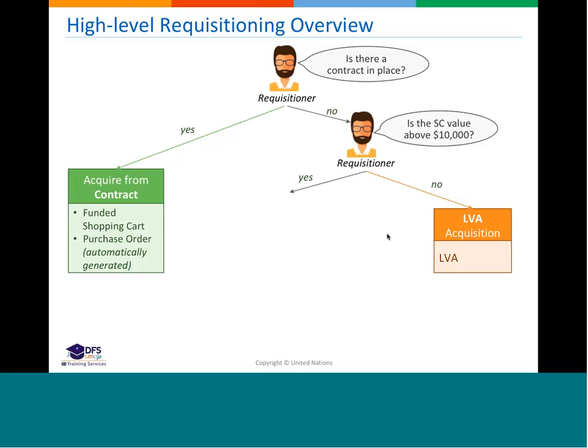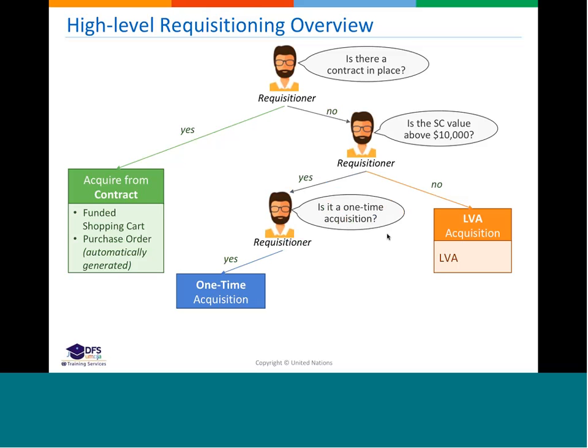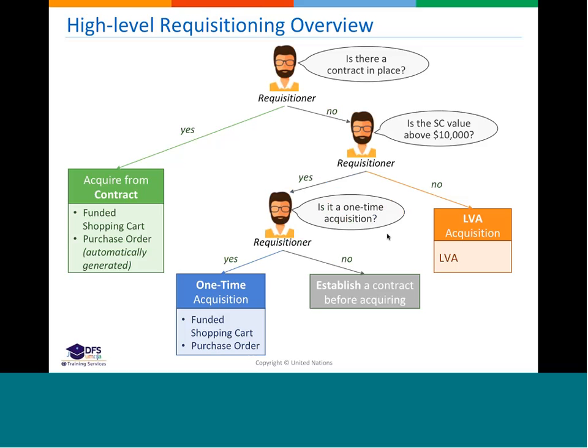If the estimated amount of money is above $10,000, then we will have to think if this requirement is a one-time acquisition, or it will be a recurrent product ID that we need to acquire. In case that there is one-time acquisition, we just have to create a funded shopping cart and then a purchase order. If there will be a recurrent need, what we need to do is to establish a contract before acquiring.